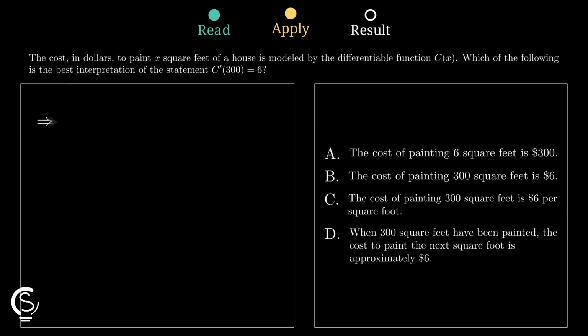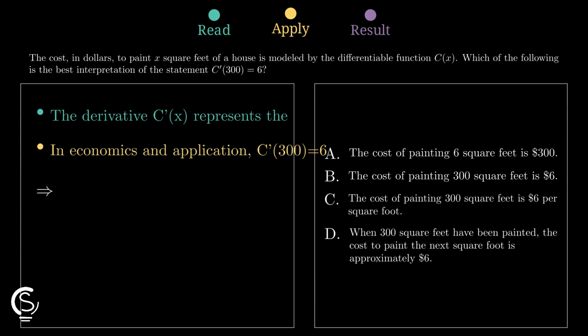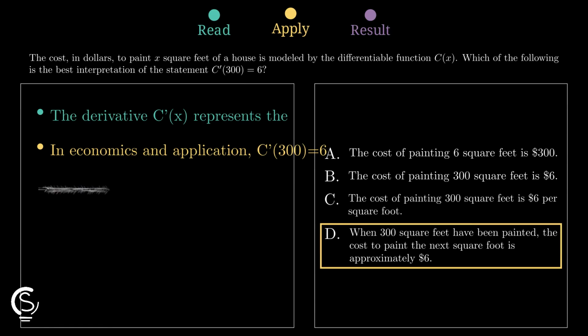When we see c prime of 300 equals 6, it means that at exactly 300 square feet, the cost is increasing by $6 for every additional square foot painted. This marginal cost indicates the next unit costs about $6. That makes option D the only logical choice for our final answer.